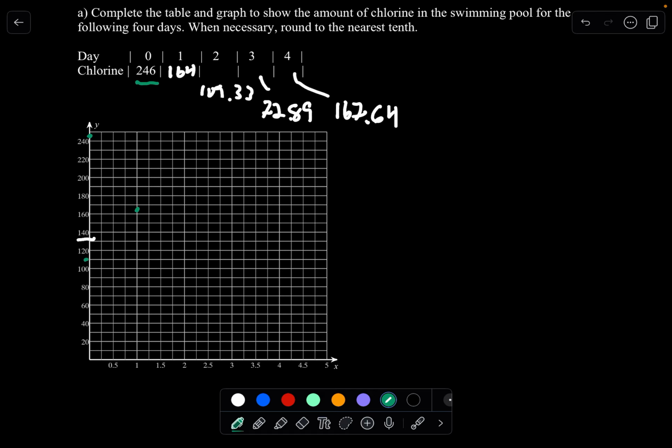And then at 2, it's at 109. Okay, so this is 110 right there. So 109 is roughly right there. And then 72.9, it's a little bit above 70. So it's not linear.